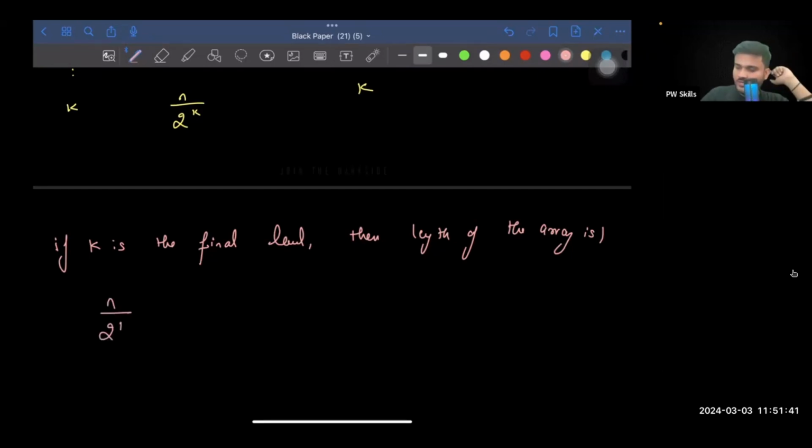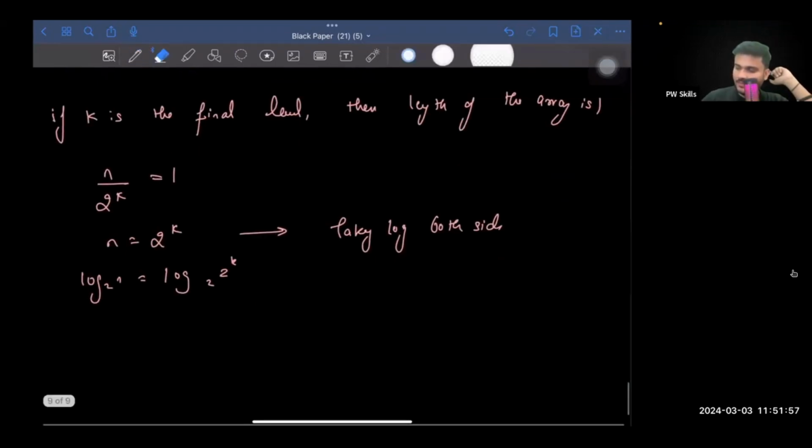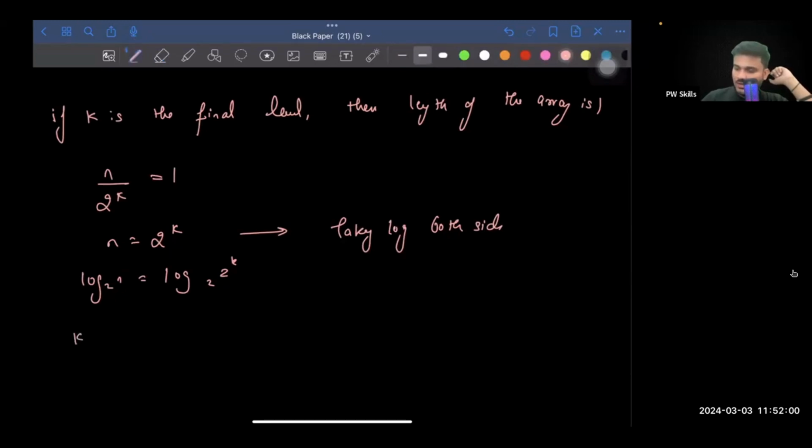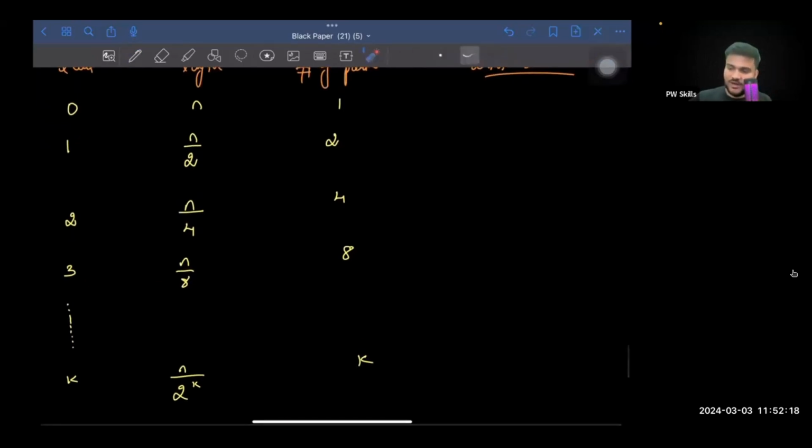So you can say n by 2 raised to the power k is equal to 1. n is equal to 2 raised to the power k. Taking log both sides: log n base 2 is equal to log 2 raised to k base 2. This is k log 2 base 2 is equal to log n base 2. Log 2 base 2 is 1, so k is equal to log n. So we know that if we keep on dividing our array like this, we'll get log n levels of division. Can I say that?